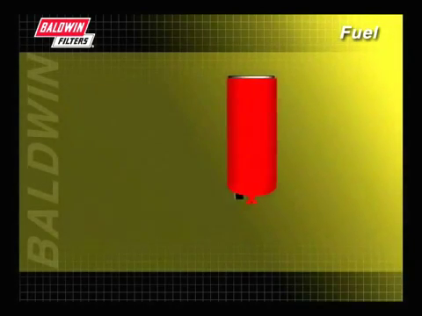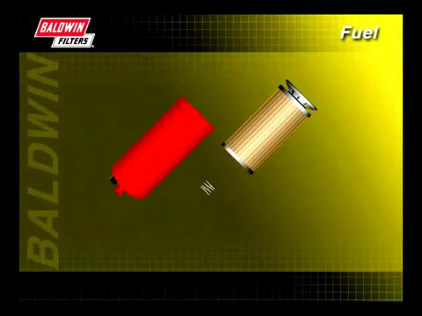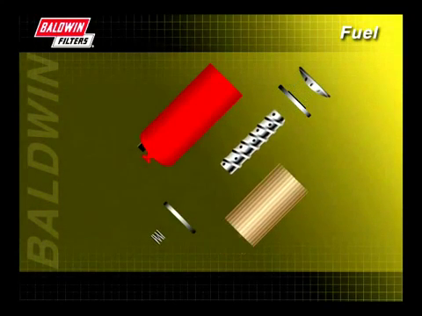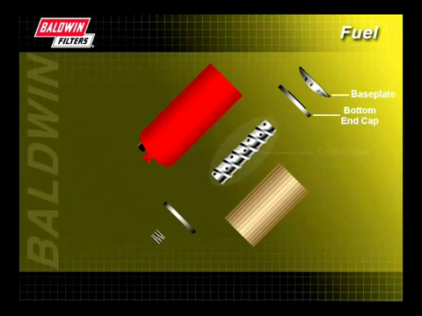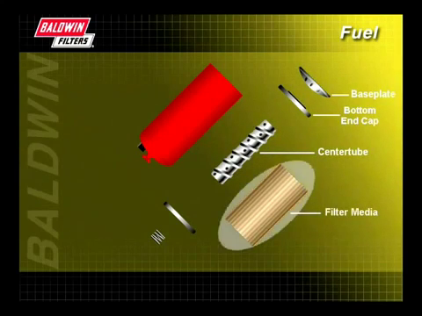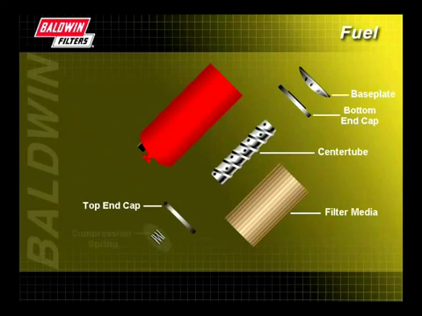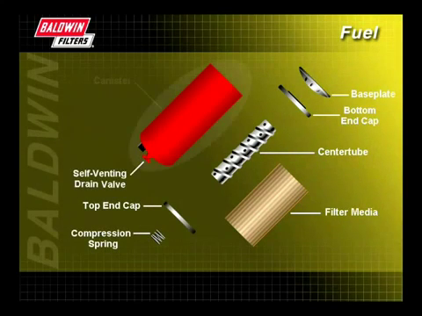To better understand how a fuel filter, as well as a fuel-water separator works, let's take a look at the components of a typical heavy-duty fuel-water separator. The primary components are a base plate assembly, a bottom end cap, a center tube, the filter media, a top end cap, a compression spring, a self-venting drain valve, and the canister.